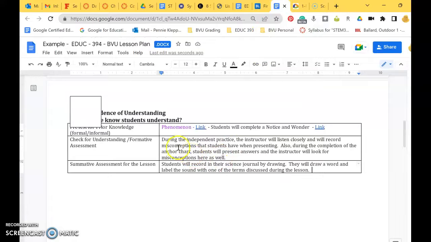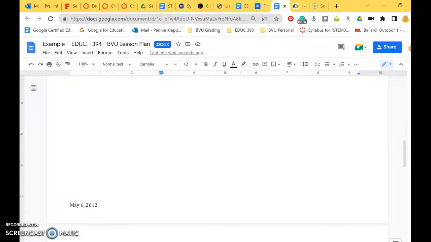And also there are 2 checks for understanding that I did in this lesson. During independent practice, I would listen to their misconceptions, and also during the completion of the anchor chart. And then the summative assessment would be recording in their science journal by drawing. They would draw and label the sounds of one of the terms discussed.